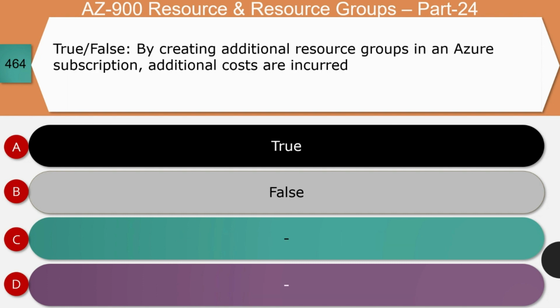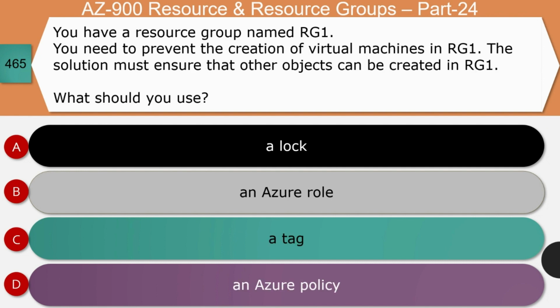Next question, true or false? By creating additional resource group in an Azure subscription, additional costs are incurred. Is it true or false? The right answer for this question is false. Let's see the answer. Resource groups do not incur any cost unless you add resources to it. It is just a placeholder. And so the right answer for this question is false.